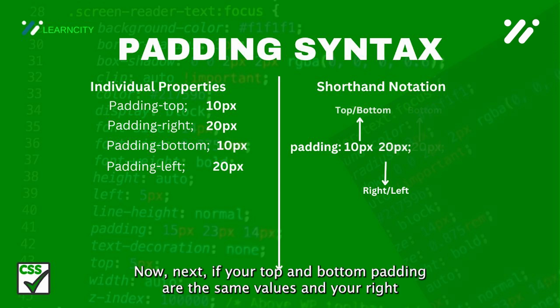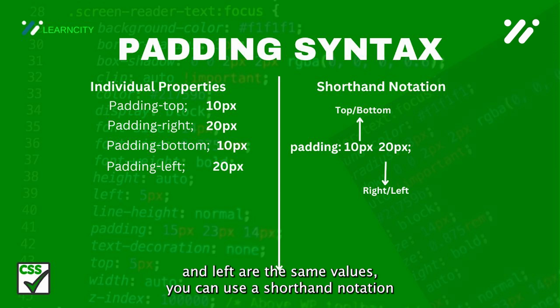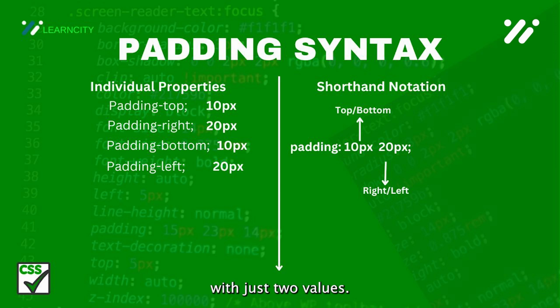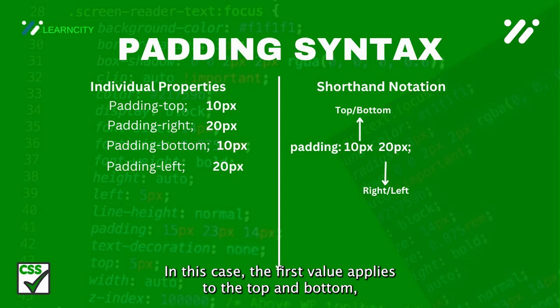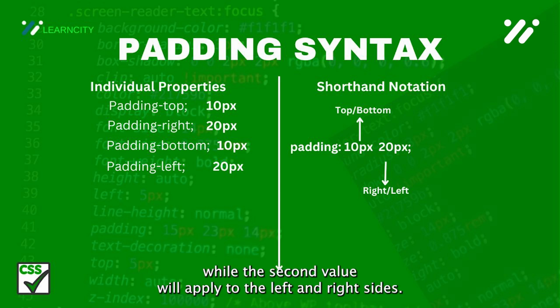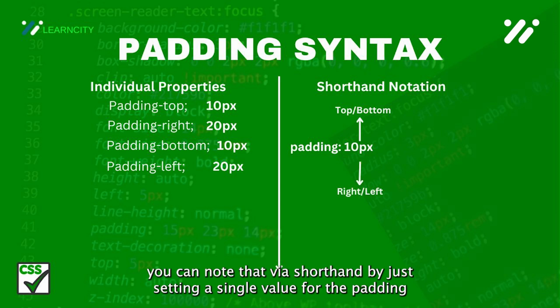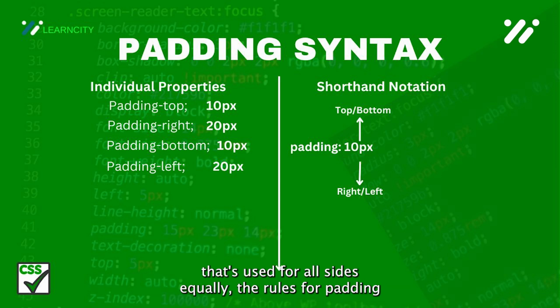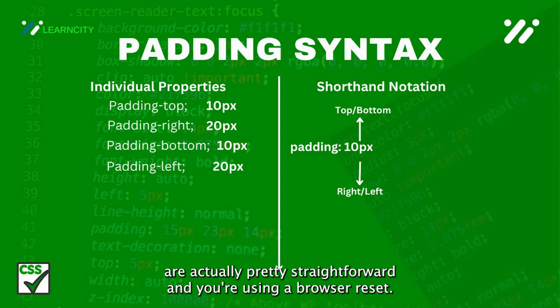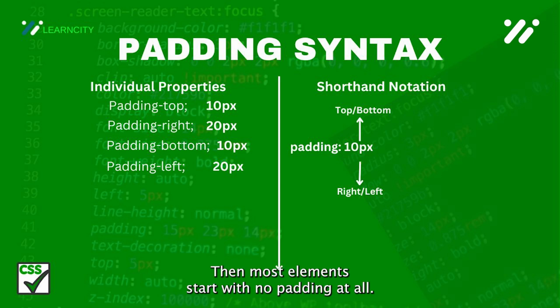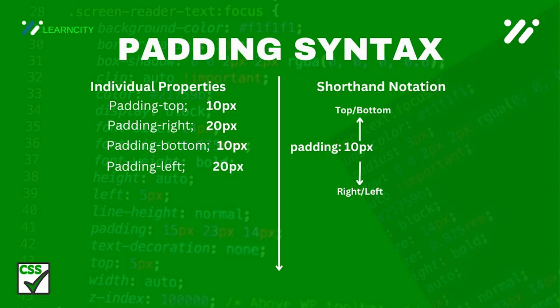Now next, if your top and bottom padding are the same values and your right and left are the same values, you can use a shorthand notation with just 2 values. In this case, the first value applies to the top and bottom, while the second value will apply to the left and right sides. Finally, if all sides share the same value, then you can note that via shorthand by just setting a single value for the padding that's used for all sides equally. The rules for padding are actually pretty straightforward, and if you're using a browser reset, then most elements start with no padding at all. You good on that?